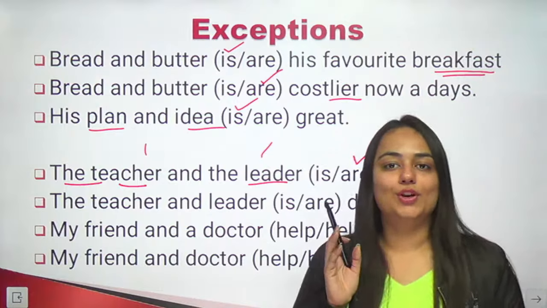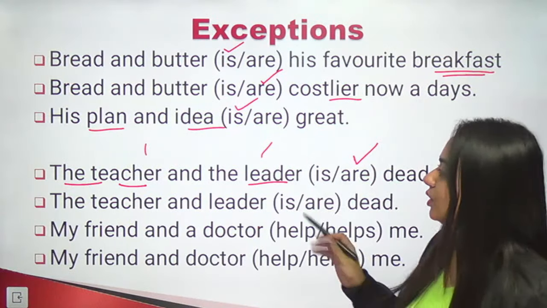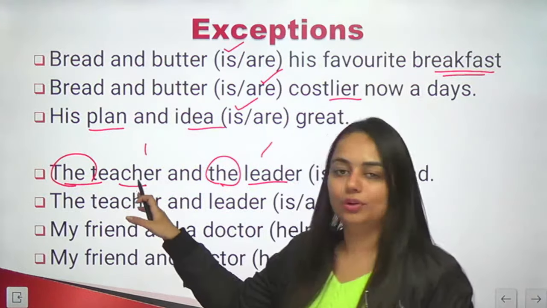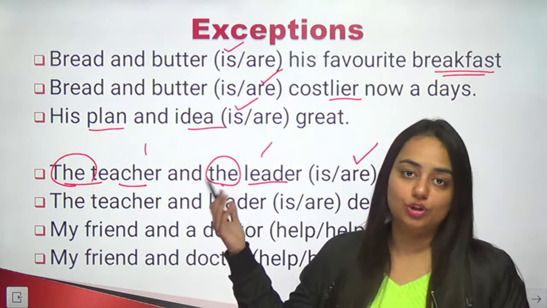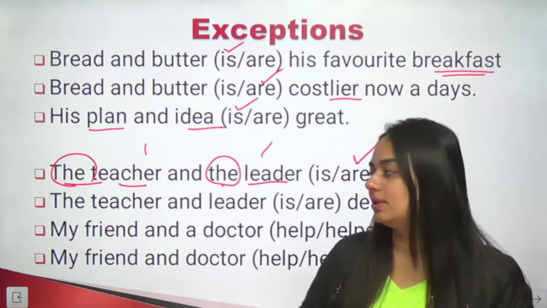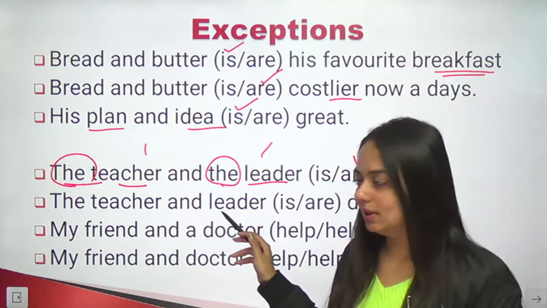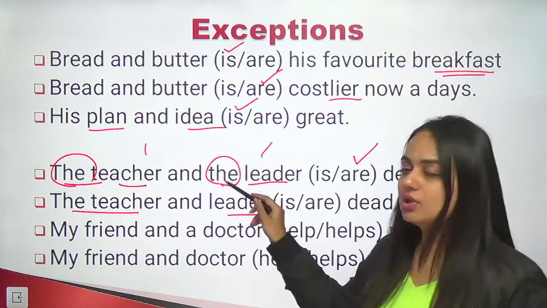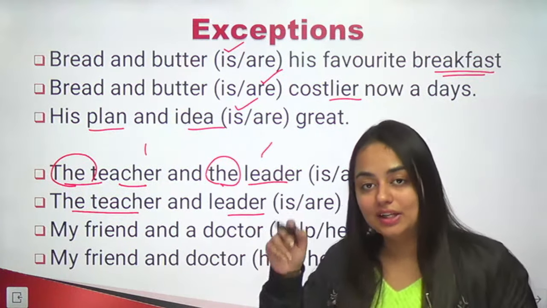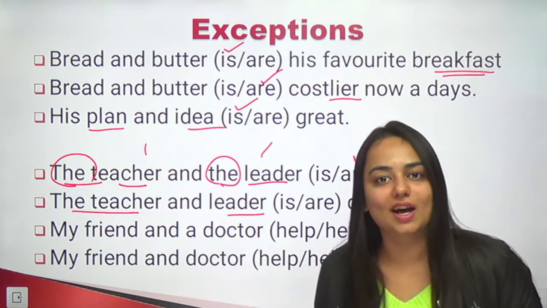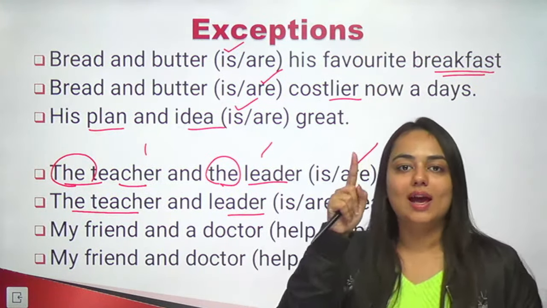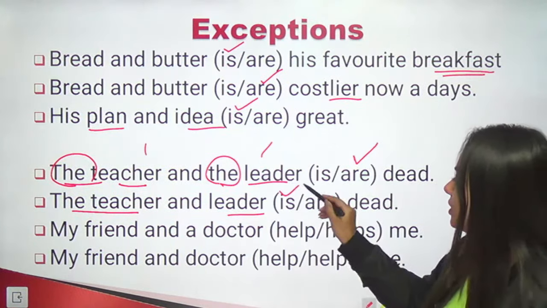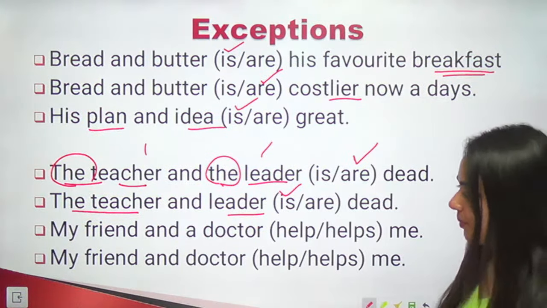And yes, Deepak, you are again right. So now we know that because a separate article is used with both the subjects, they are separate subjects. They are two entities. But in the next one, look at this one. The teacher and leader. This time there is no the. It means that particular teacher was a leader also in some way. So again, it is one and the same subject. This time we will be using is dead.